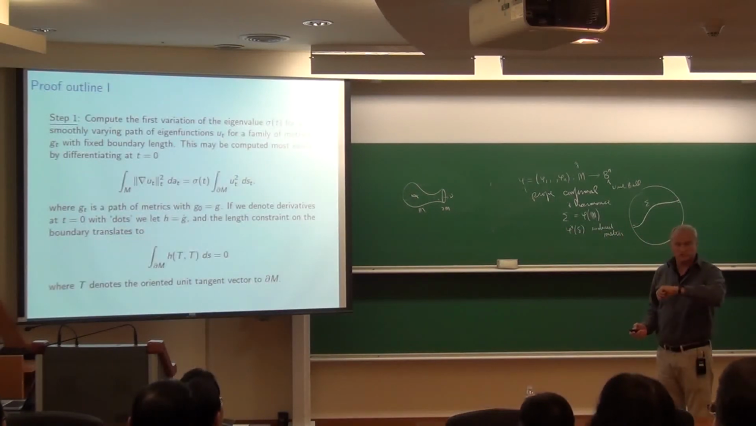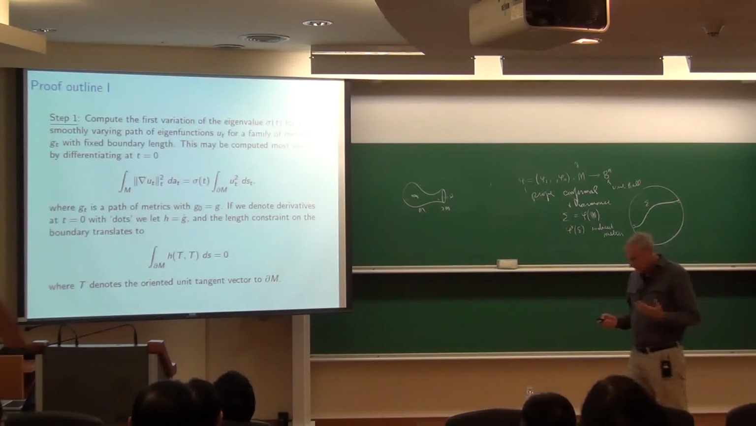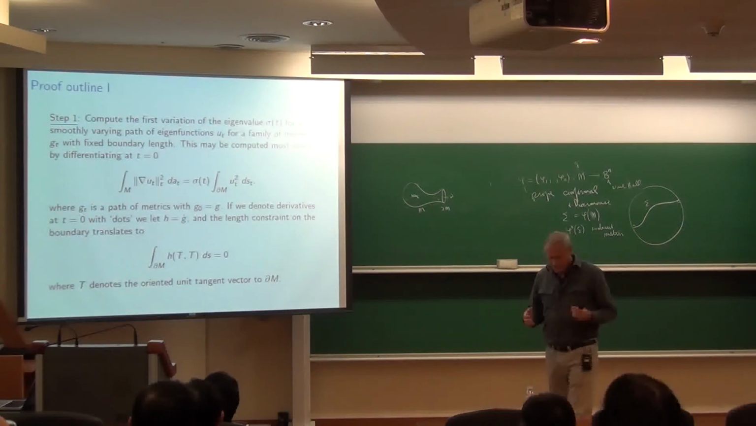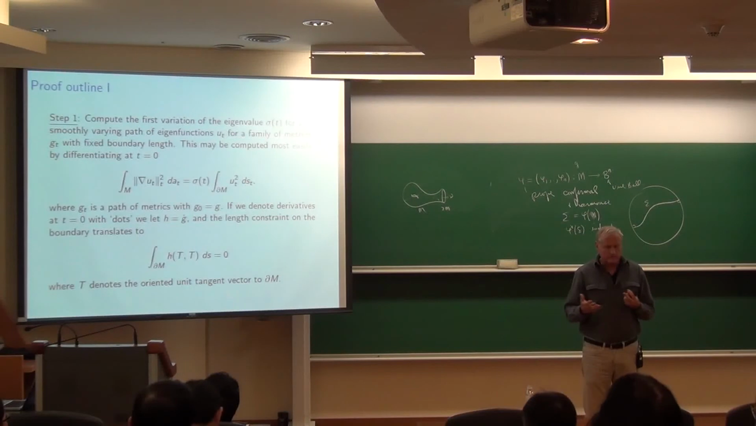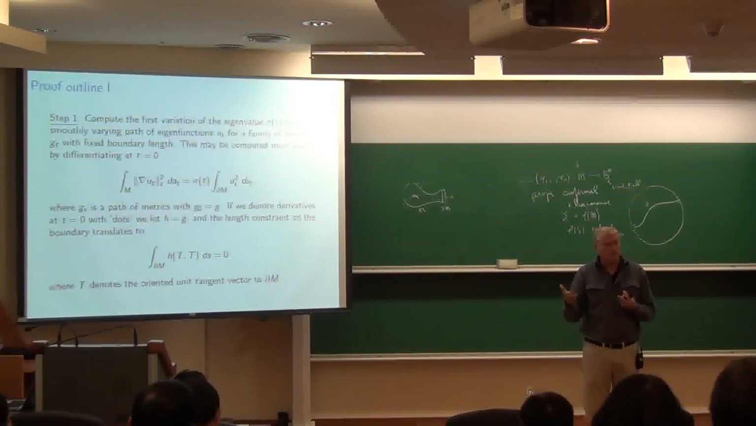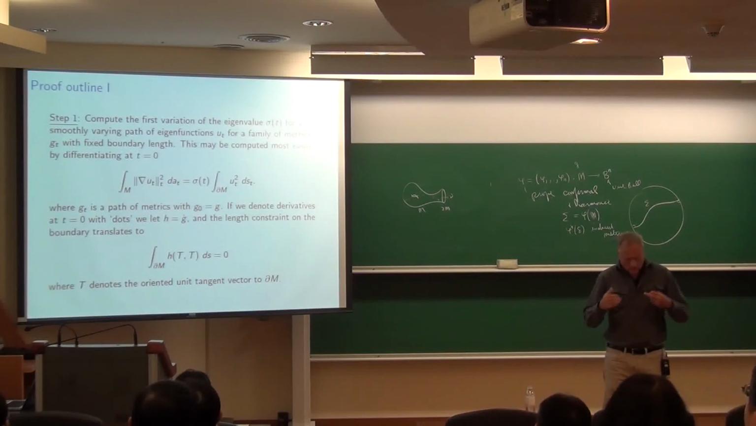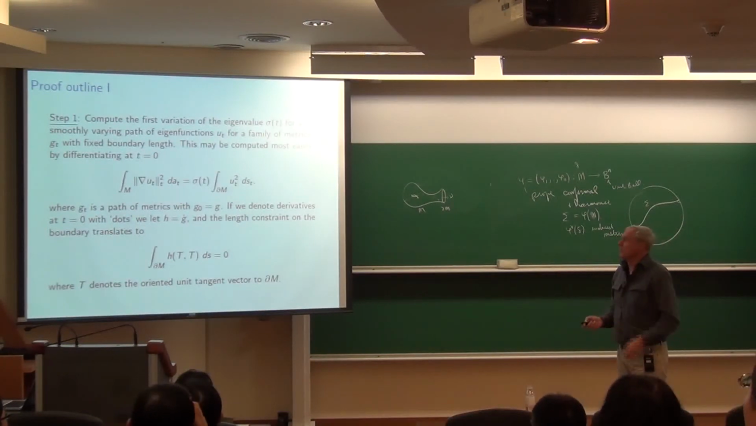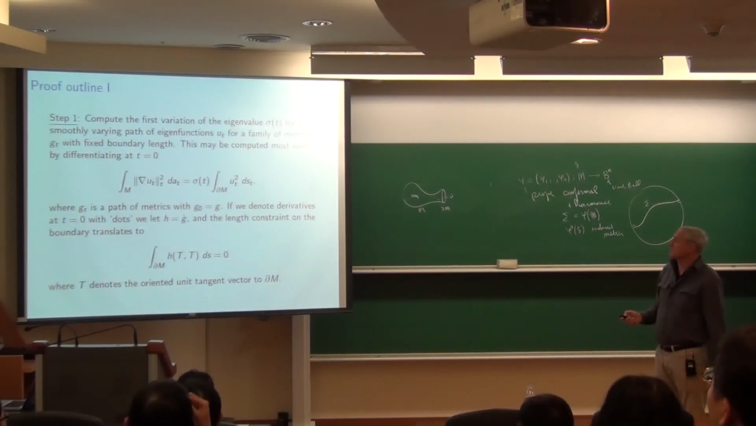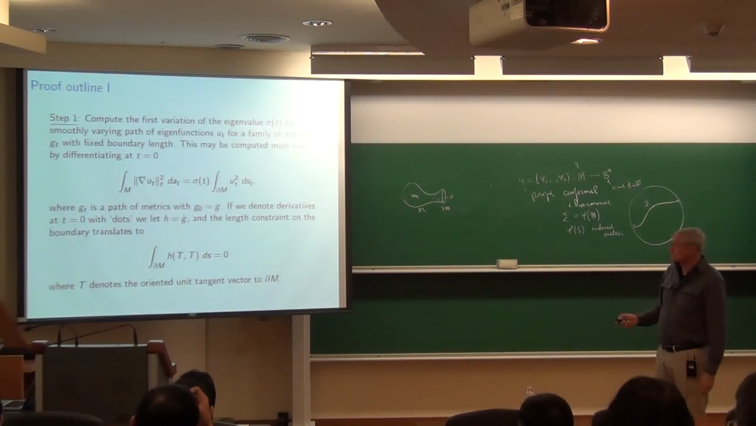So maybe I just say a few words about the proof. Again, it's an interesting argument because if you just think of the eigenvalue as a variational integral, then of course it's not smooth. It's not a smooth function of the metric because when you have multiplicity, the eigenvalue is only a Lipschitz function of the metric in general. And so you can't simply formally take derivatives and expect to get the right answer. But the first step in the proof is to formally take derivatives.